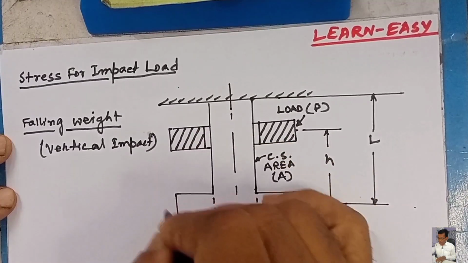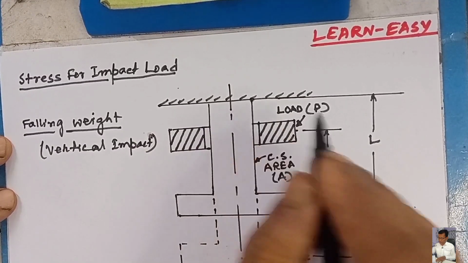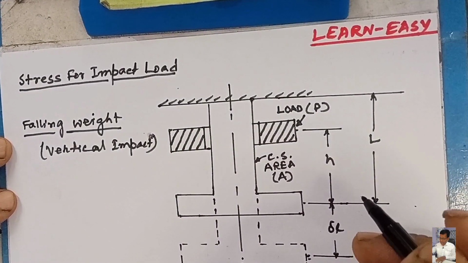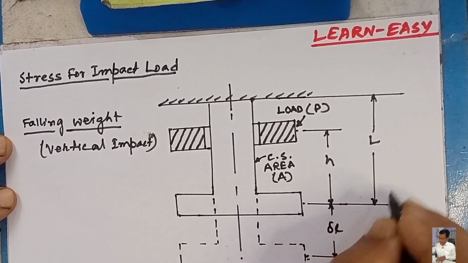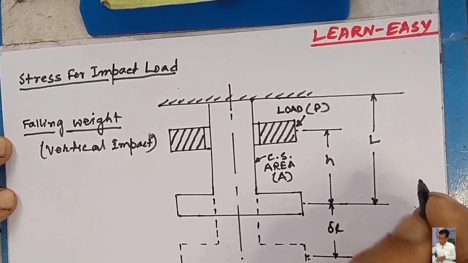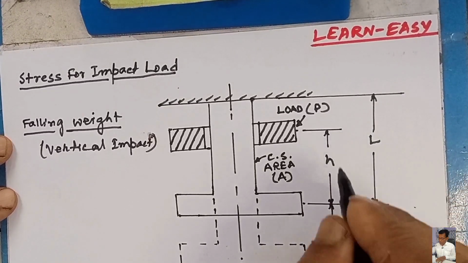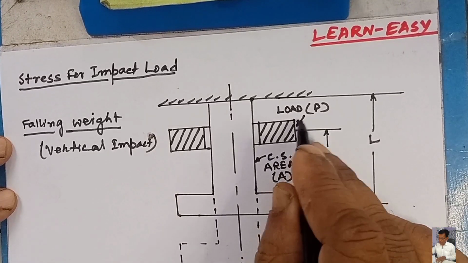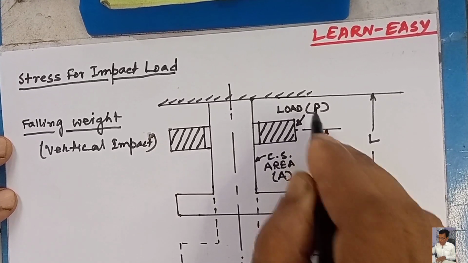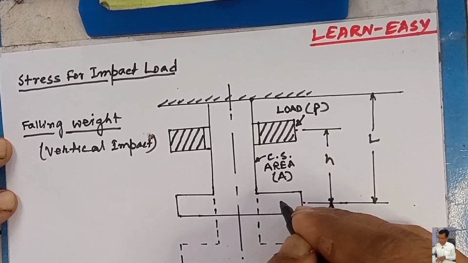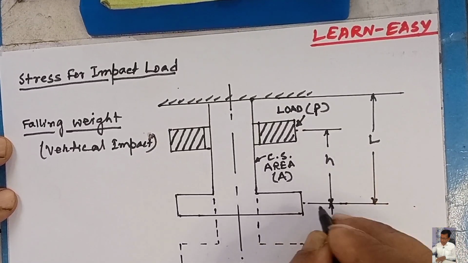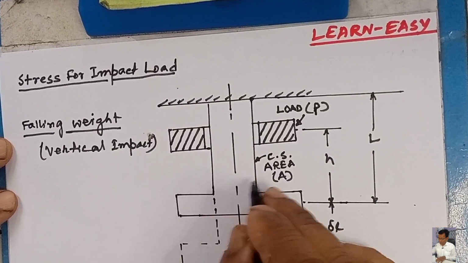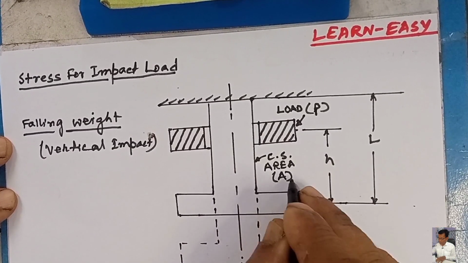This is a collared shaft which is fixed on the top. Length of the collared shaft is L. A load P falls on the collar from a height h. Cross-sectional area of the collared shaft is A.